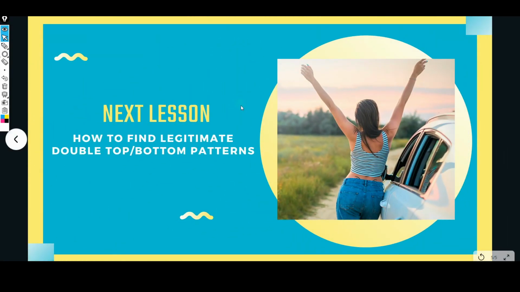Alright, that's it for this lesson. In the next lesson, I'm going to explain how to find legitimate double top and bottom patterns. Now in future lessons, I'll be explaining how to use legitimate and fake price patterns to gauge the bias of the market, whether long or short. But before that, I want to make sure you guys understand how to find legitimate and fake patterns first.